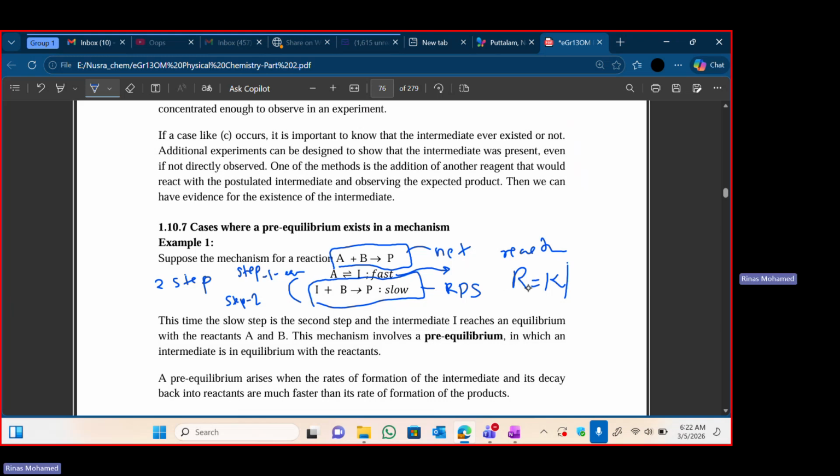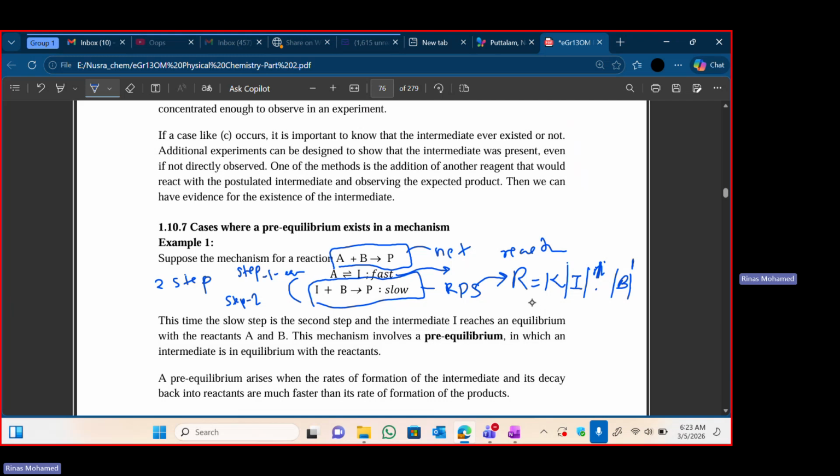Now using the RDS, I am writing the rate law R equals K into I's concentration to the power 1, because only one stoichiometry you have to see. One is the stoichiometry for this I and B's concentration. So that also, the reaction order, the rate order, is 1, because we are writing using the RDS.